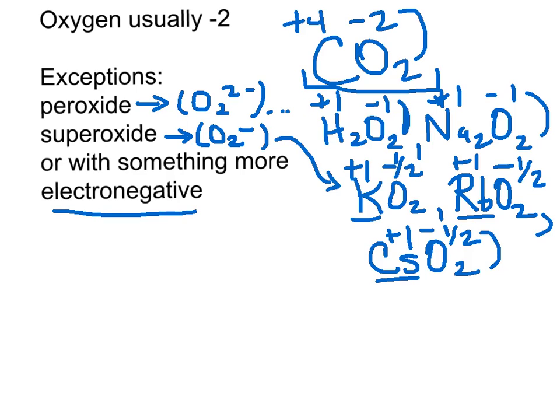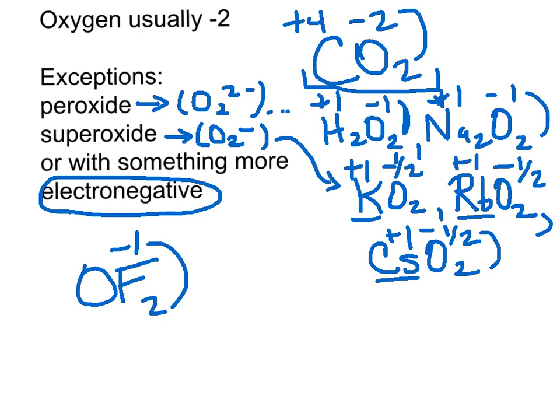The other example would be when oxygen is with something more electronegative. And the example you're probably going to see on a test question would be OF2. In this case, the halogen fluorine would have a -1 oxidation number. Because there are 2 of them, that makes a total of -2, giving your oxygen a +2 oxidation number.